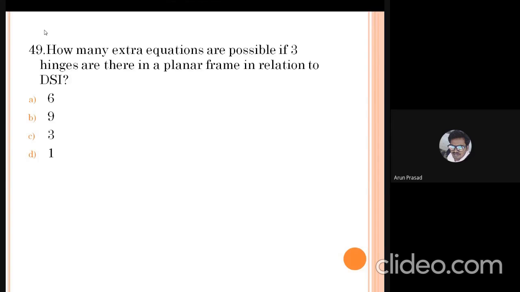So consider a plane frame that has 3 hinges. Try to find out the degree of static indeterminacy. How many equations will be required? If you solve it, you will need 3 equations.